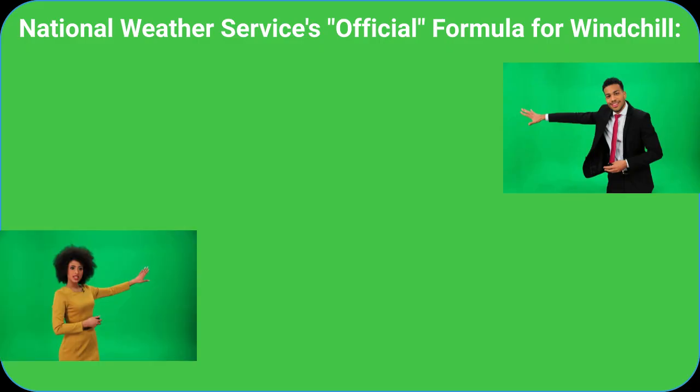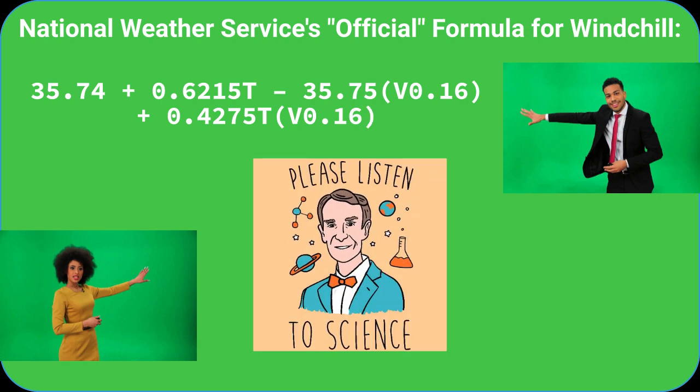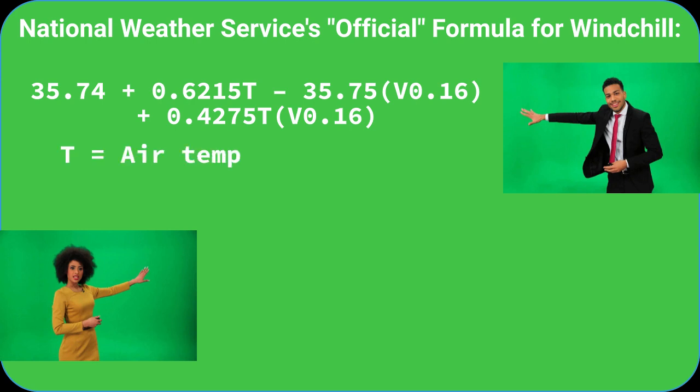The National Weather Service's formula to calculate wind chill in Fahrenheit is 35.74 + 0.6215T − 35.75(V^0.16) + 0.4275T(V^0.16), where T represents air temperature in Fahrenheit, and V represents wind speed in miles per hour.